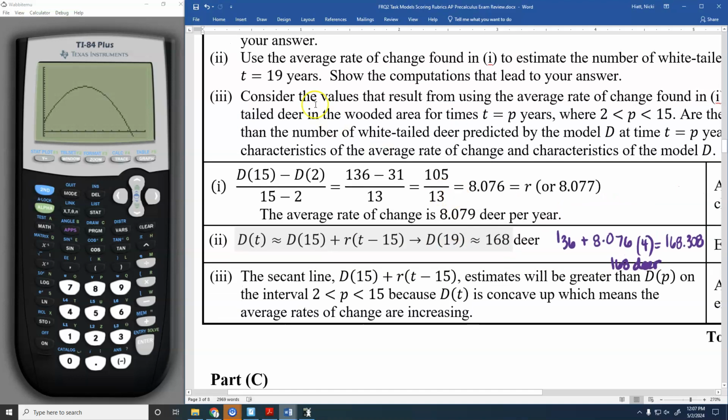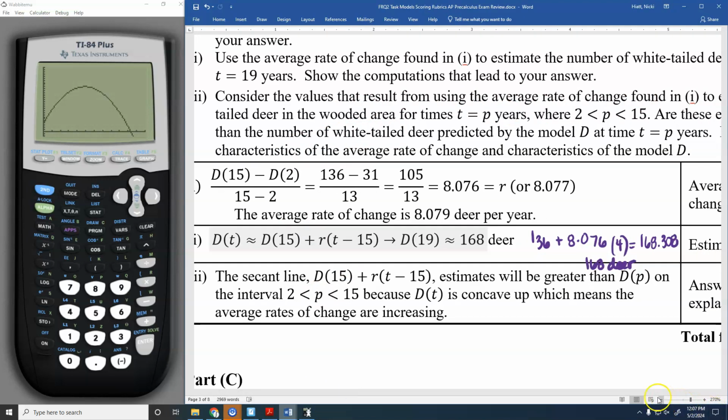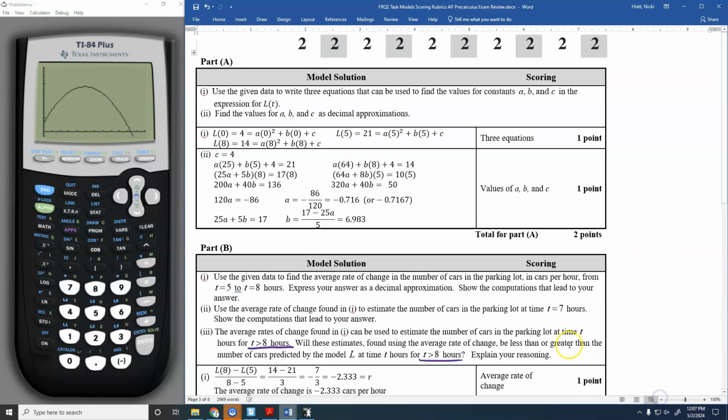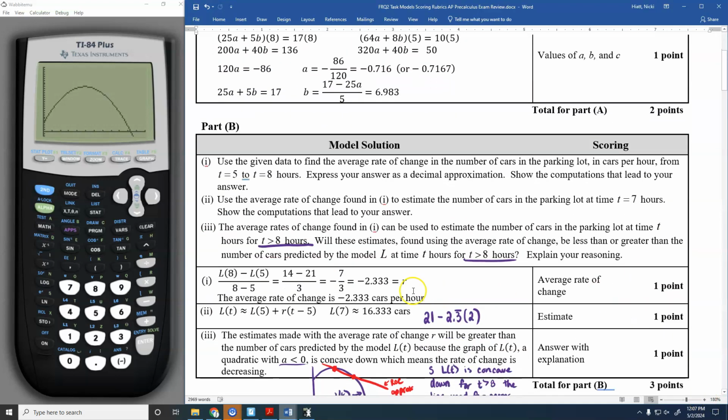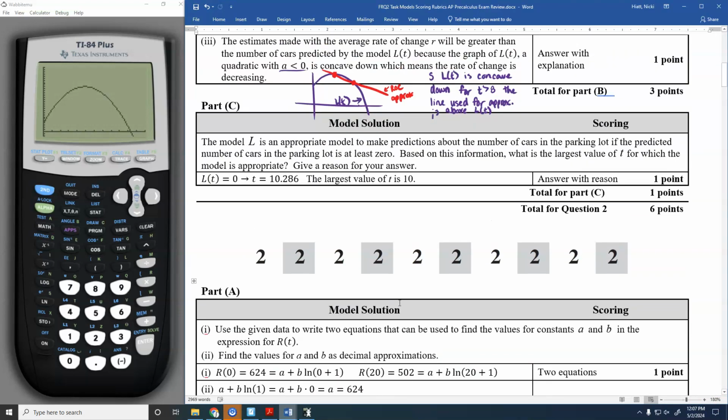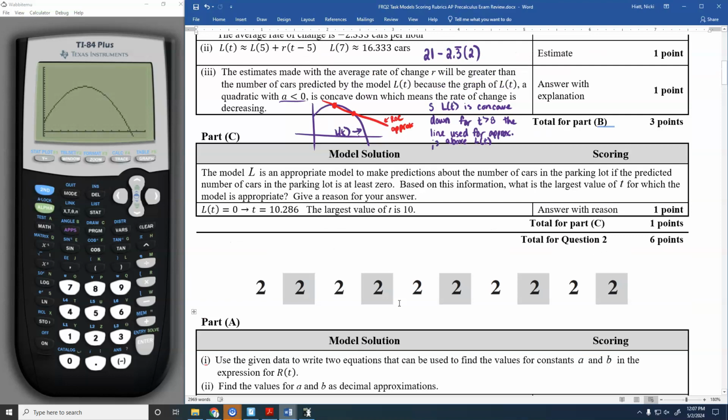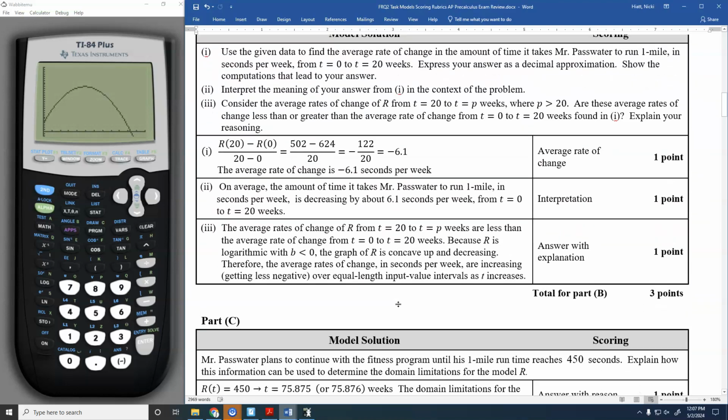Okay. For this one, this question is saying consider the values here for this wooded area. Oh gosh, what have I done? I'm gonna skip to. Oh gosh.